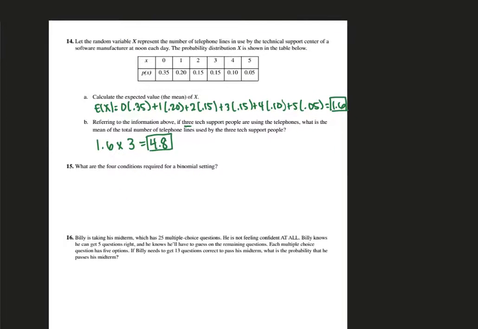All right, number 5, what are the 4 conditions required for a binomial setting? So I'm just going to say this verbally instead of writing it. So the first condition is that we can define a success and a failure. The next condition is that each trial or observation is considered independent. Condition number 3 is that there's a fixed number of trials or observations. And number 4, the probability of success is the same for each trial or observation.